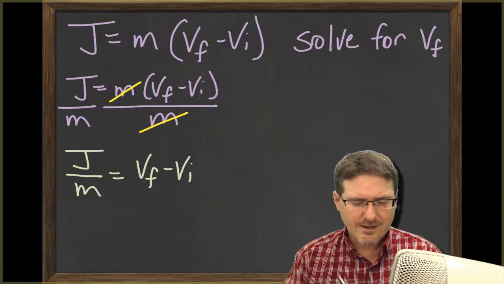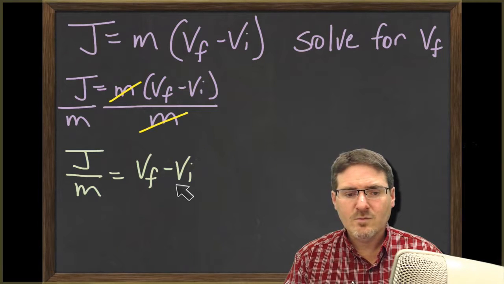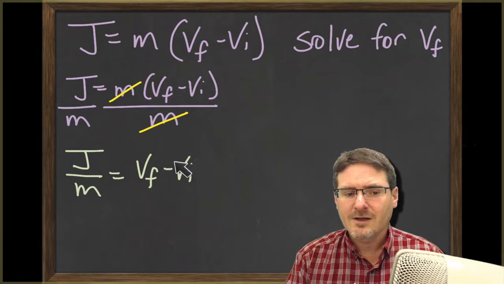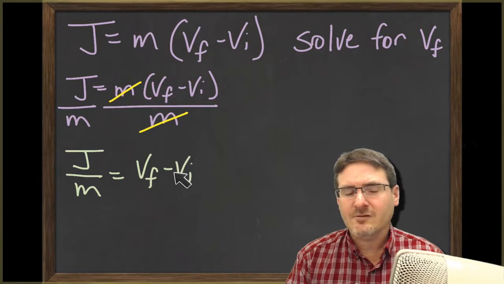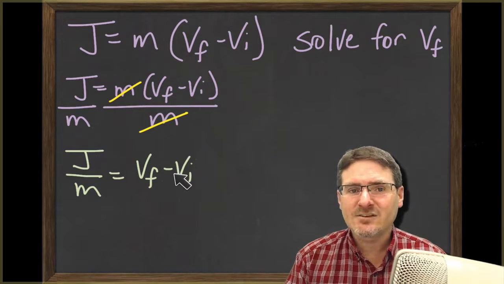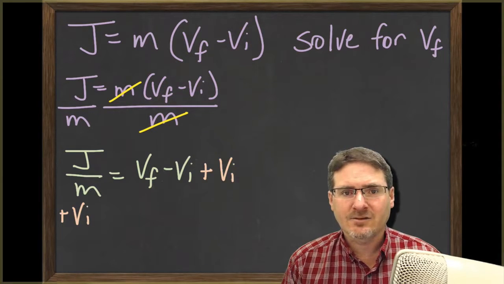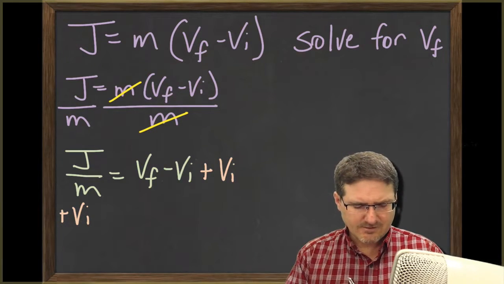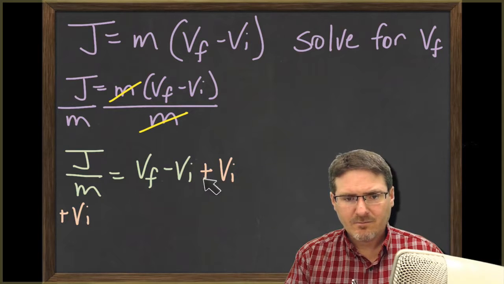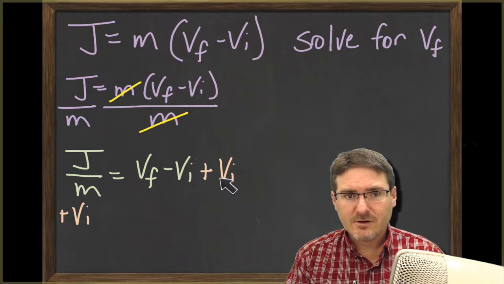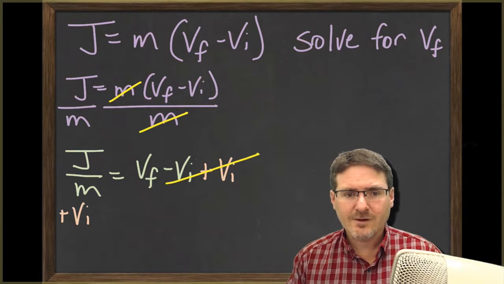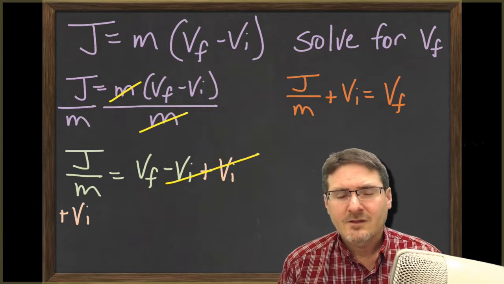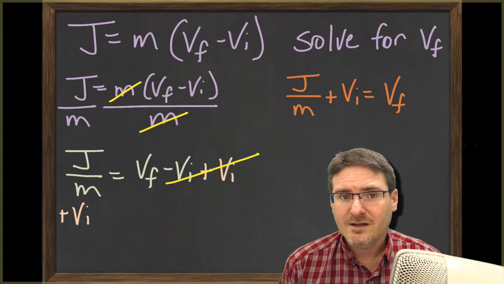So now we're going to solve for, again, VF. So we want to move this VI, but there is a negative sign in front of it. There's this subtraction. So this is what's happening to the VI, subtraction. What's the opposite of subtraction? Addition. So we add VI to both sides. Now what we'll see here is that negative VI plus VI equals 0. It cancels out. So we'll cancel those two out. When we simplify, we are now left over with this equation. So VF equals J over M plus VI.